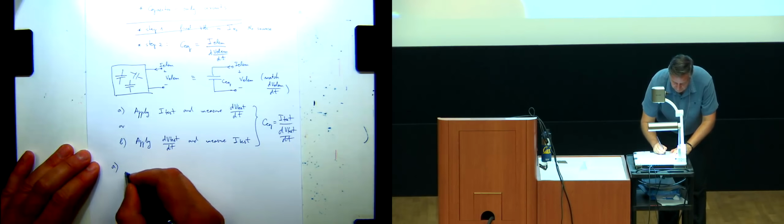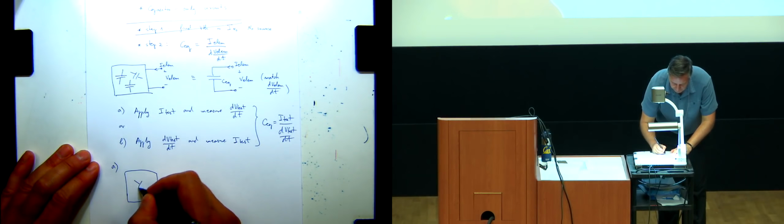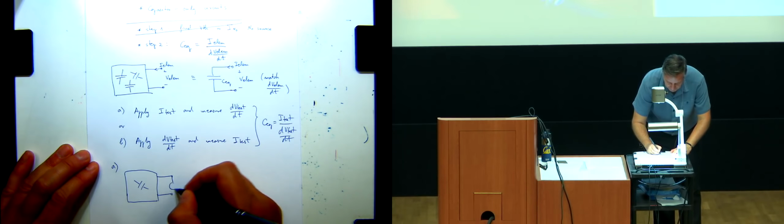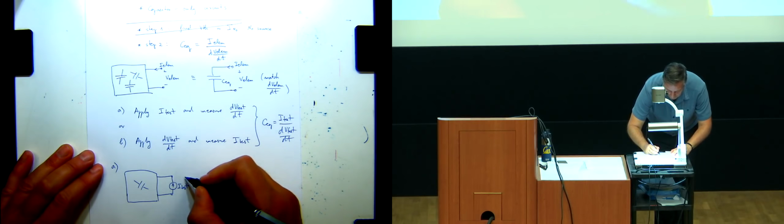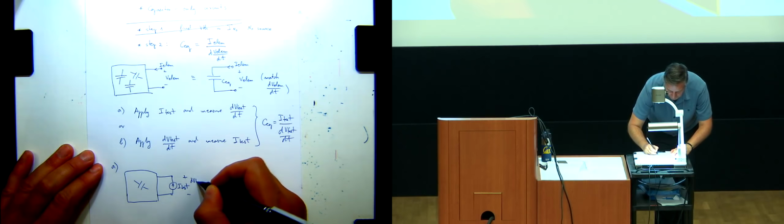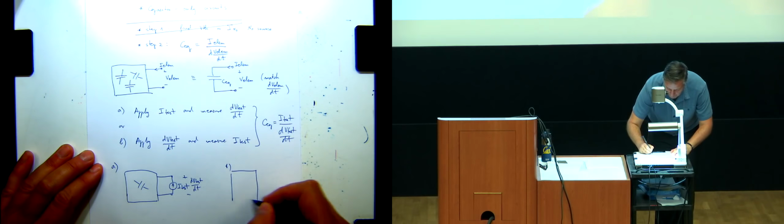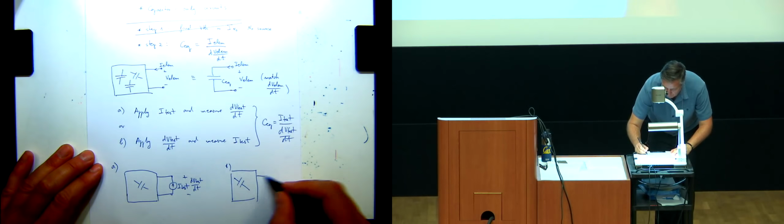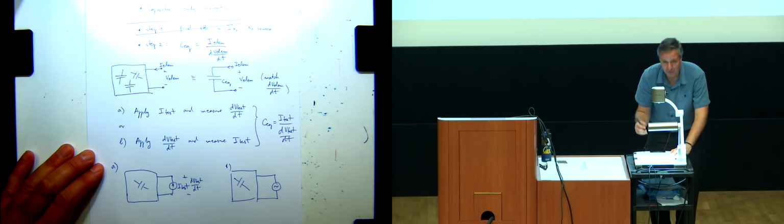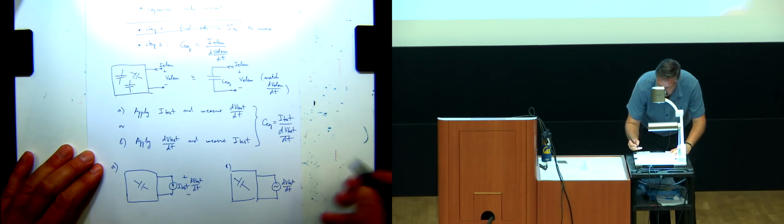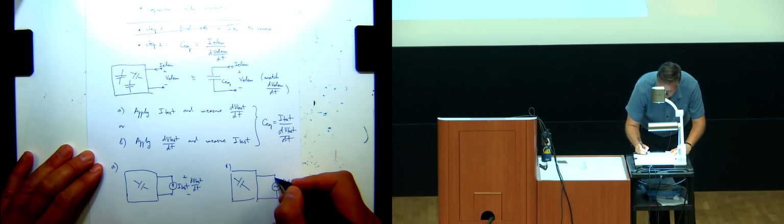So in other words, I'll have some circuit of capacitors, I will apply I test, and then I'll measure dV test dt. And in B, I will apply, and I'm going to draw this as a squiggly, this is a changing voltage, dV test dt, and then measure I test.